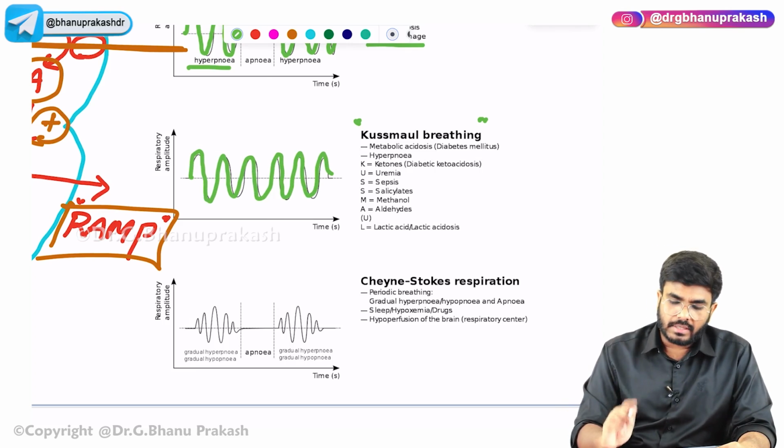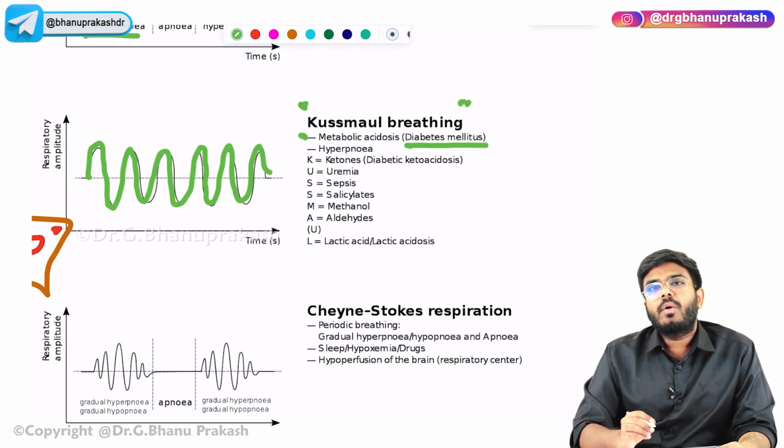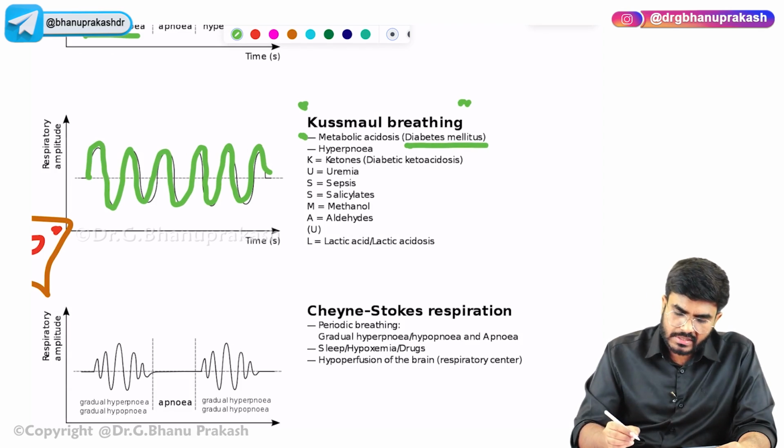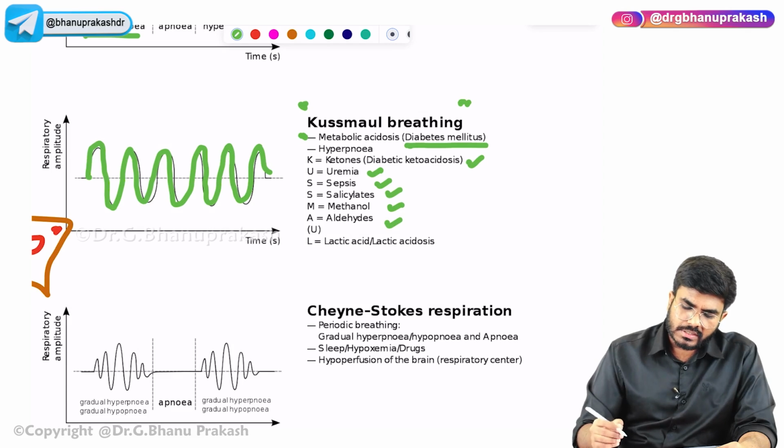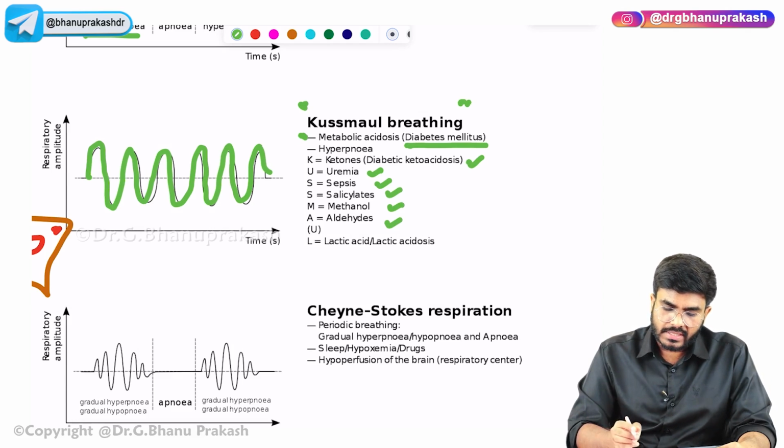So this Kussmaul's breathing is going to be seen in diabetic ketoacidosis. That's the one important point which I want you to know. It is seen in many other conditions like ketosis, diabetic ketoacidosis, uremia, sepsis, salicylate poisoning, methanol poisoning, aldehydes. See, all these conditions are going to cause acidosis in the body in some way.